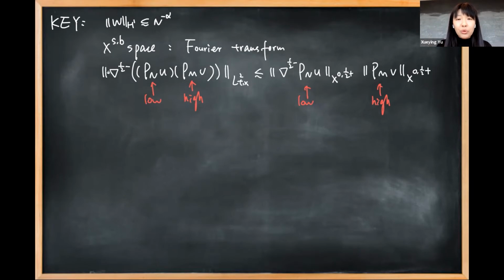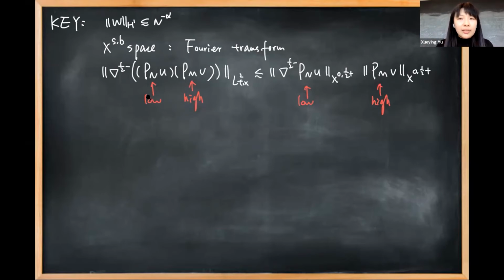And then you want to act some derivative or some gradient on the product of these two functions. In calculus, we would expect that these two functions will somehow take turns to share this gradient. But using these XSB spaces, you can actually ask the low frequency function to carry all the gradients. So this key property or key estimate will give you the possibility to show this Duhamel piece is very small in the energy space.